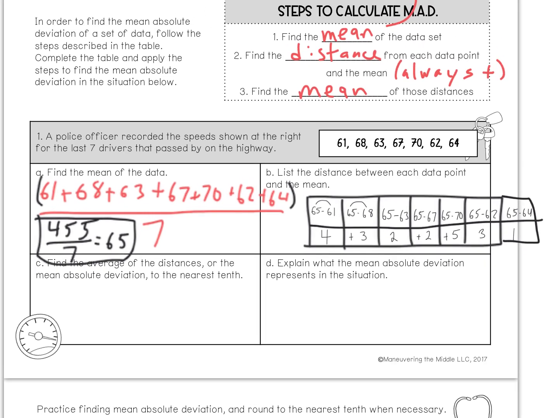So, let's do this in blue. 4 plus 3 plus 2 plus 2 plus 5 plus 3 plus 1, all divided by 7. So remember, in the calculator, if you're going to put this whole thing in the calculator, you need parentheses around the top. Yes, sir. You want the total of the top one or all together? You can give me all together this time.